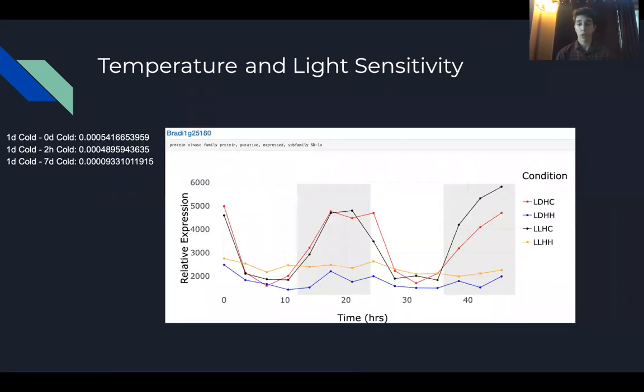It also responds to cold. As you can see, light does not affect it. However, cold does. When a paired t-test was run on various days of cold exposure, all of the p-values were very significant, indicating that cold does have an effect. So abiotic factors may also affect its expression.